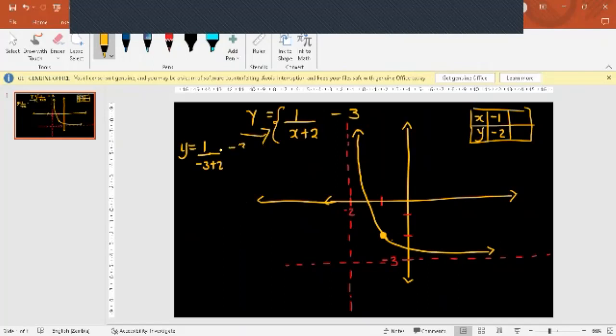So, and then we're going to say -3. So this is going to be 1 over -3 plus 2, which is going to be -1. So then we have -3. So this is going to be -1 minus 3, which is just going to give us -4. So when our x is -3, y is -4. So we have this point here and we can plot it on the graph.